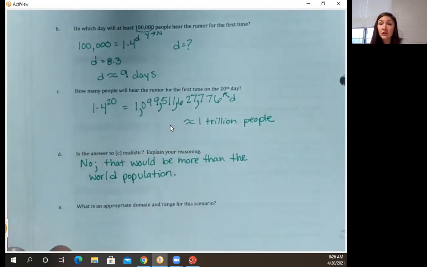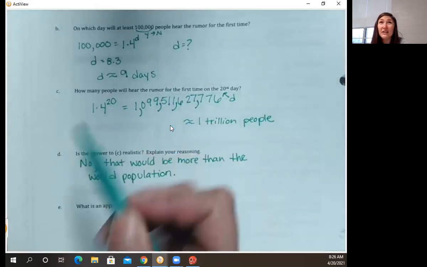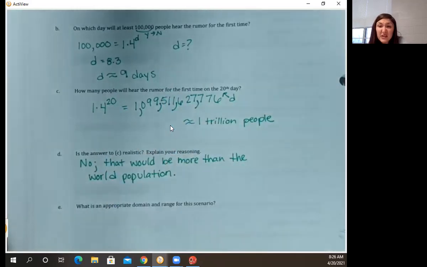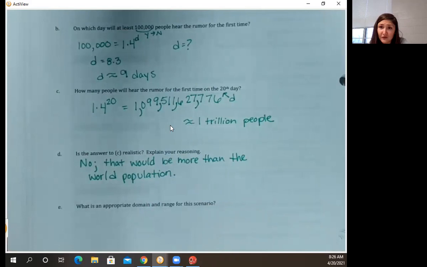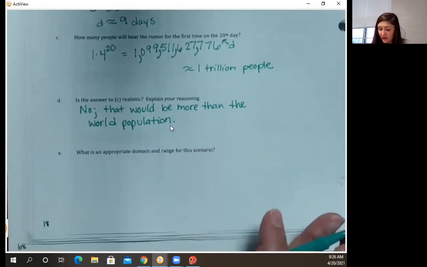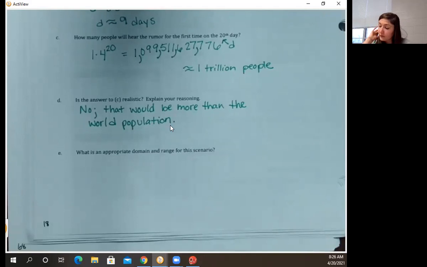Anytime we're talking about a function with a context, there will likely be limitations to how we can use that function. So after 20 days in real life, maybe we don't care so much about this information, and the rate of this sort of spread of this rumor may have slowed or even stopped. We're certainly limited by the world population for how many people can learn this information. So then E asks us, what would be an appropriate domain and range for this scenario?